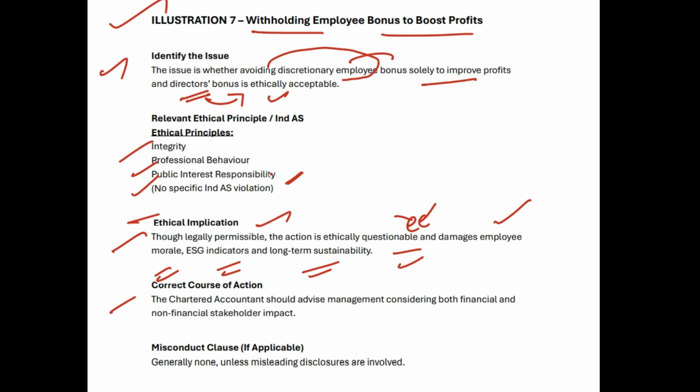Now, what is the correct course of action a CA should take? The CA should advise the management considering the impact on both financial and non-financial stakeholders. Now, what is the misconduct? Here generally there is no misconduct, because no misleading disclosures are made. They are just planning to avoid the bonus of the employees and provide it to the directors, which is morally not correct, ethically not correct. One kind of different question this is. You have to remember.